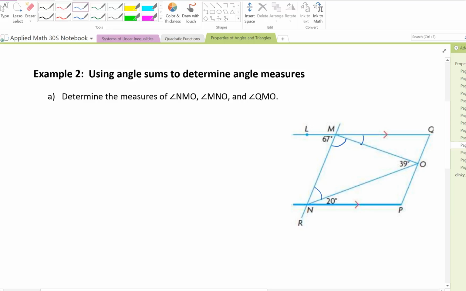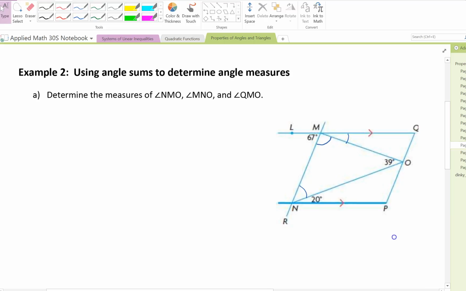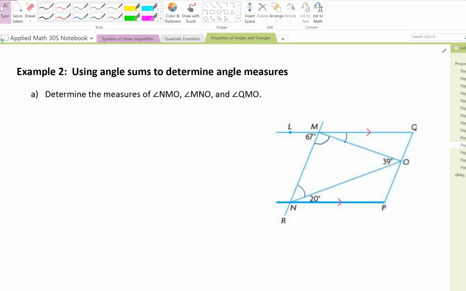Alright, so let's see what we're given here. We see that M to Q and R to P are parallel lines, and the line MN is a transversal. That's a transversal to lines LQ and NP. So I actually went from L to Q, instead of M to Q. We're saying that these two are parallel lines, and this line here is our transversal going through them. So we can use the principles that we've learned to figure out what we're missing.